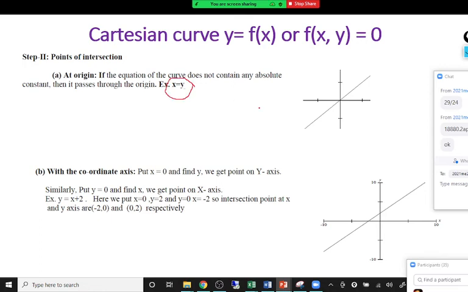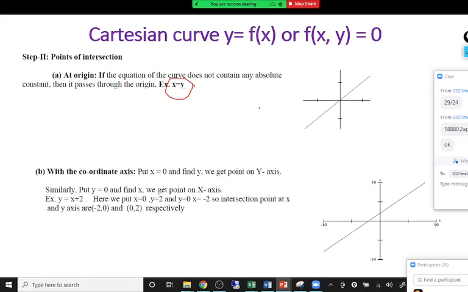Excuse me, sir, can you please repeat the previous point? No, I'm not saying you have to understand this rule. I'm saying you just have to remember the curves now, because curve tracing is one of the bigger topics. It will take exactly 10 to 15 hours.